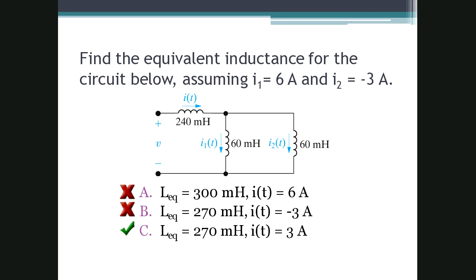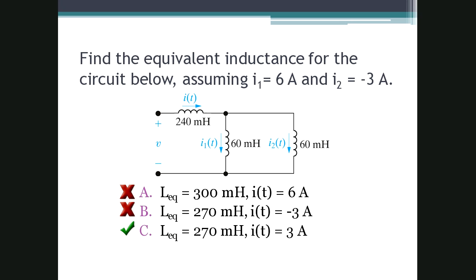So I of t equaling 3 amps in this pure inductive network. We can already tell that one of the options gives us 3 amps as part of the answer, so we kind of already know that C is going to be the answer. But don't leave it there.